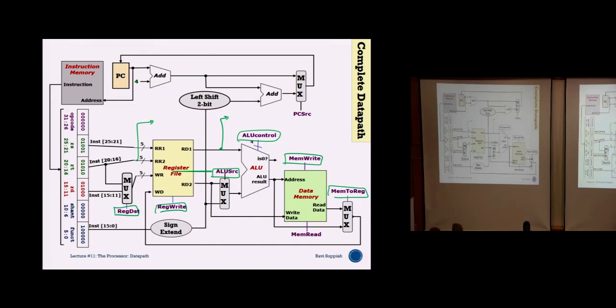The data memory is RAM. Then the register file is also the CPU, inside the processor. Instruction memory and data memory are outside the processor.